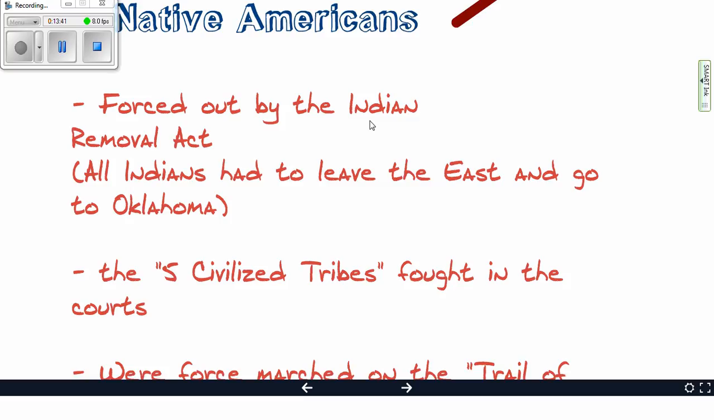The most famous law dealing with Native Americans at this time is the Indian Removal Act of 1830. And that law forces all Indians to leave the East and to go to Oklahoma.